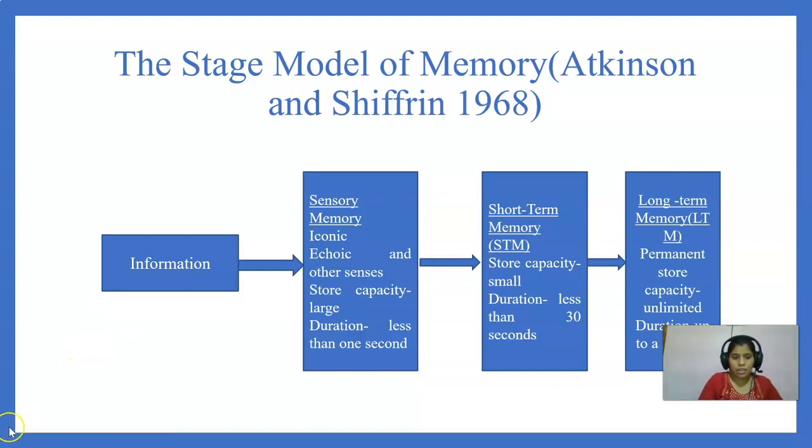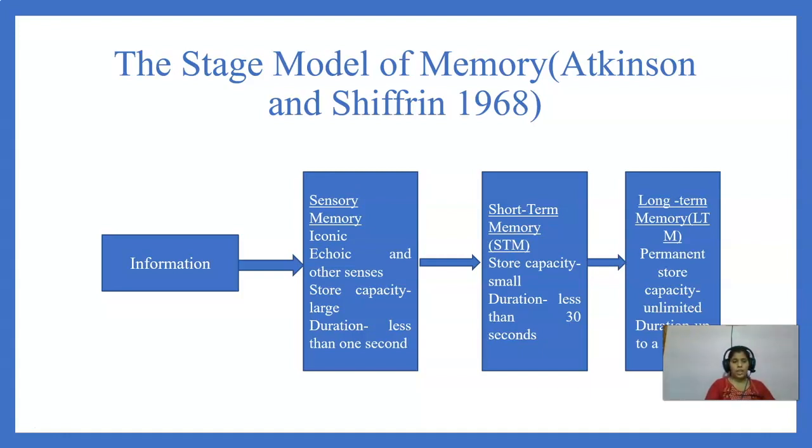Sensory memory is the first stage. Sensory memory can store a large amount of information, but the duration is very small, less than 1 second. Whatever information, whatever experience we encounter, we store in the sensory memory. We use our sense organs to register that information. There are two types of sensory memory which are very important: iconic and echoic. Iconic memory means when we store information in terms of images for a short period of time, and echoic means when we store information in terms of sound for a short period of time.